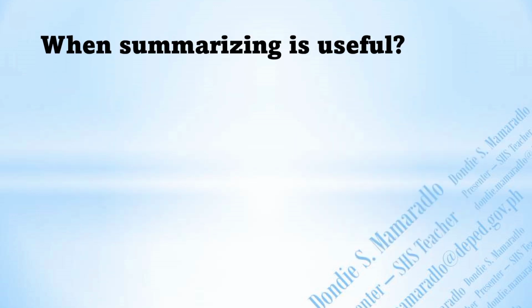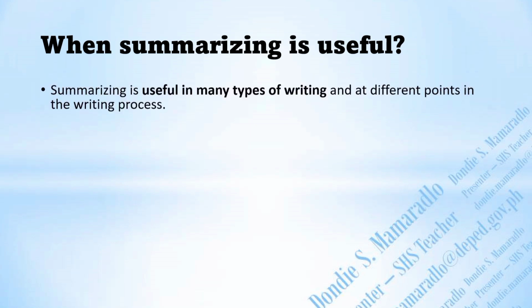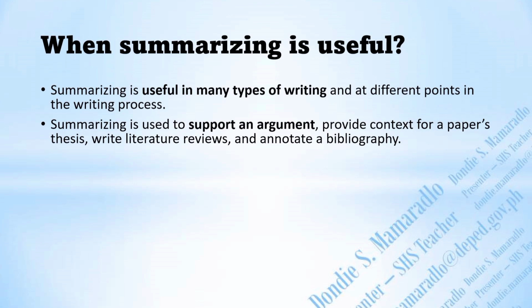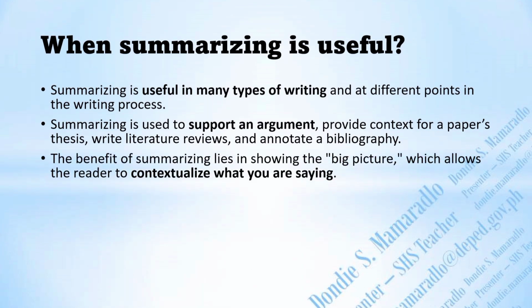Next guide question we have to answer is when summarizing is useful. Summarizing is useful in many types of writing and at different points in the writing process. Summarizing is used to support an argument, provide context for a paper's thesis, write literature reviews, and annotate a bibliography. The benefit of summarizing lies in showing the big picture, which allows the reader to contextualize what you are saying.